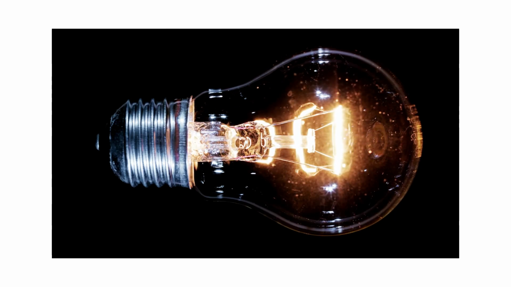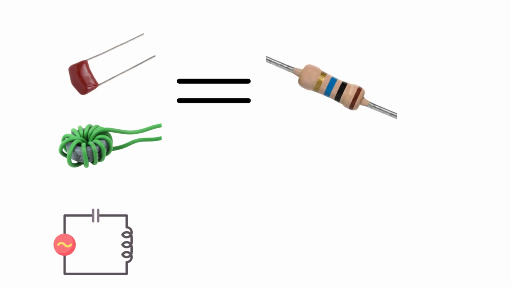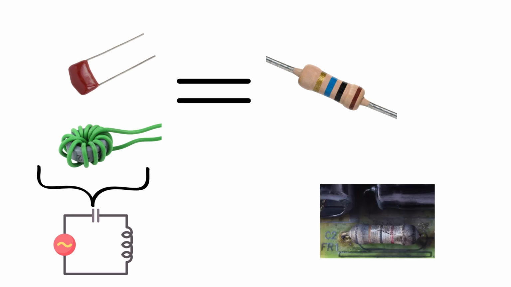the voltage and current. The absorption of energy by capacitors and inductors in AC circuits is analogous to the absorption of energy by a resistor, with the only difference being that capacitors and inductors give the energy back to the circuit at a later point in time while resistors dissipate it.